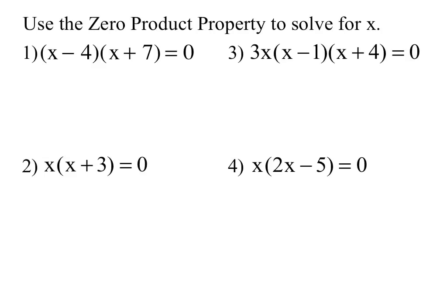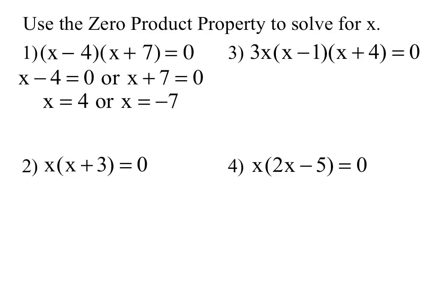All right, so one more time, I'm going to set both factors equal to 0: x minus 4 equals 0, or x plus 7 equals 0. When I get them alone, I have x equals 4 or x equals negative 7.